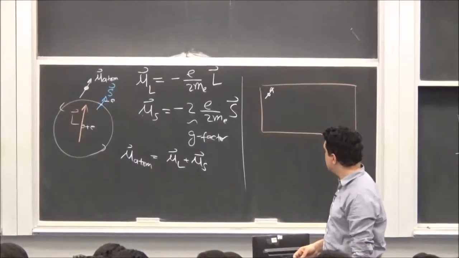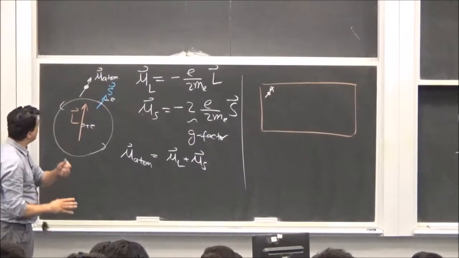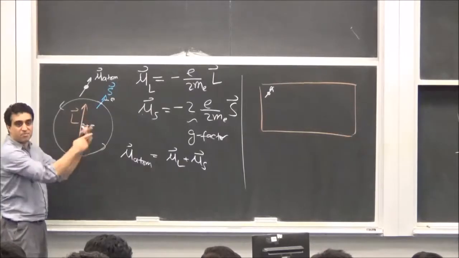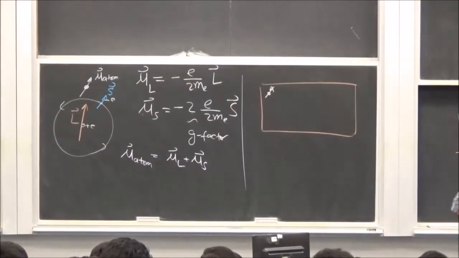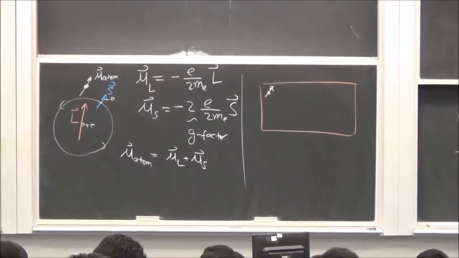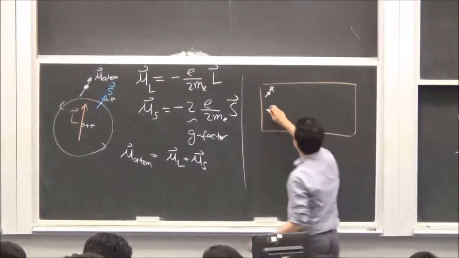Yes? No, because it is orbital motion. So this L appears on the whole orbit, so it's because of the whole atom. It doesn't appear on the nucleus. I have ignored the proton's angular momentum because it's too small, because of the larger mass it has. So this is the case you have.